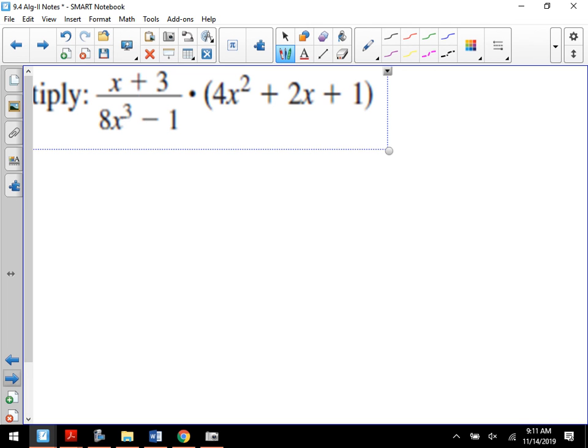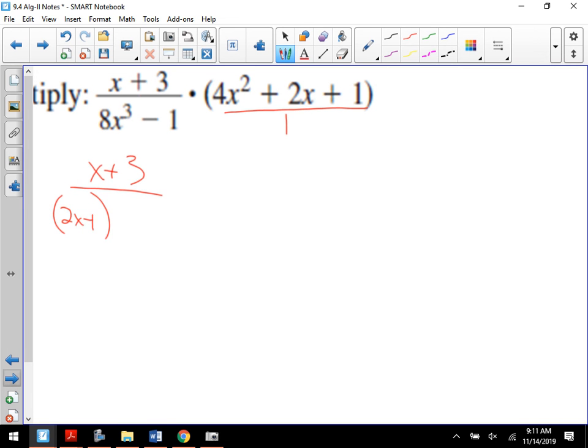You're right, put it over 1. If I put this over 1, that doesn't change anything, but how do you factor 8x cubed minus 1? Maybe 2x minus 1, good. So the numerator doesn't change, x plus 3. I get 2x minus 1. All right, finish it out. What's the last bit? 4x squared plus 2x, then what?